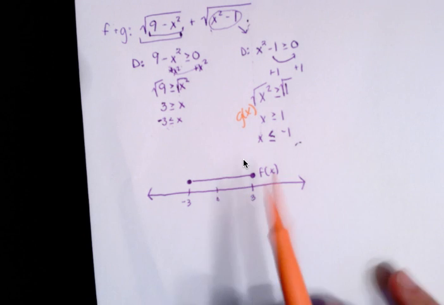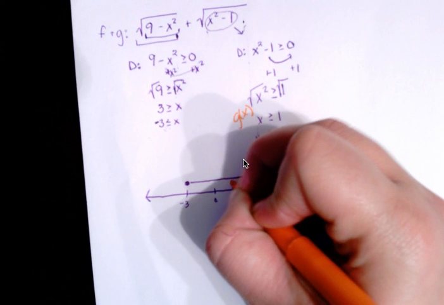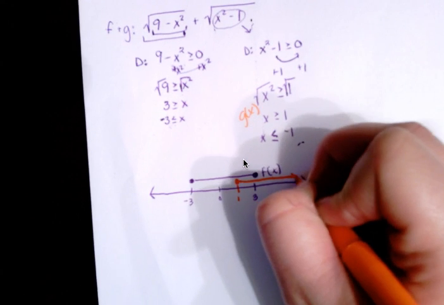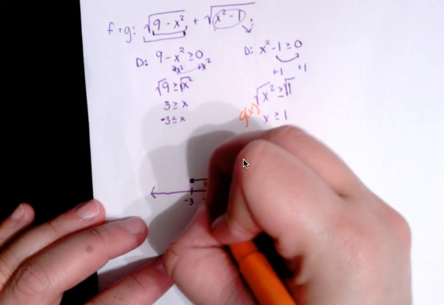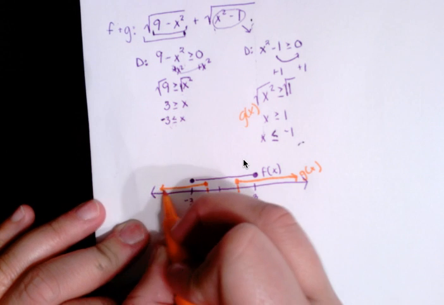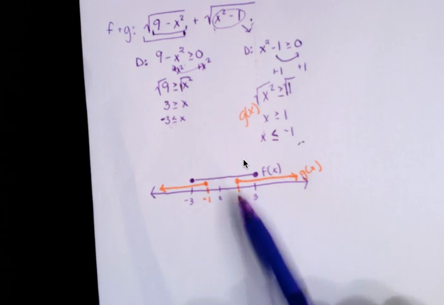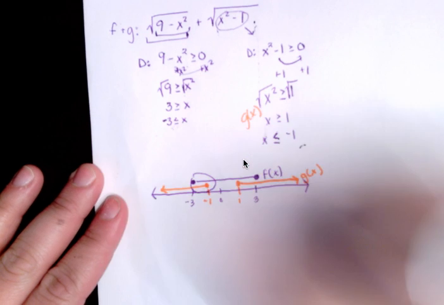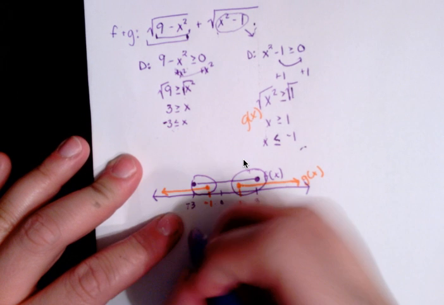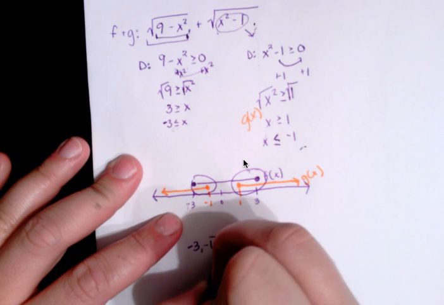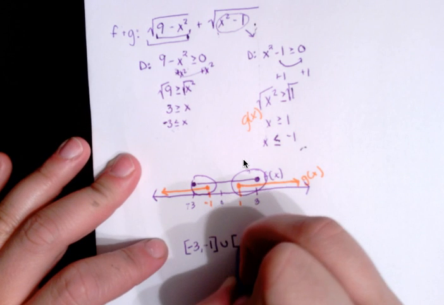So g of x is greater than or equal to 1. If I go to 1, it's going to be a closed dot, but everything greater than is going to go this way. And everything less than -1, well, -1 is about right here, so it would go this way. So I can only have values that make both work. Well, that's going to be where these two functions overlap. So it overlaps here, and it overlaps here. So my domain is going to be from -3 to -1, and it's going to include both of those. So I'll use the square brackets, and then union 1 to 3.